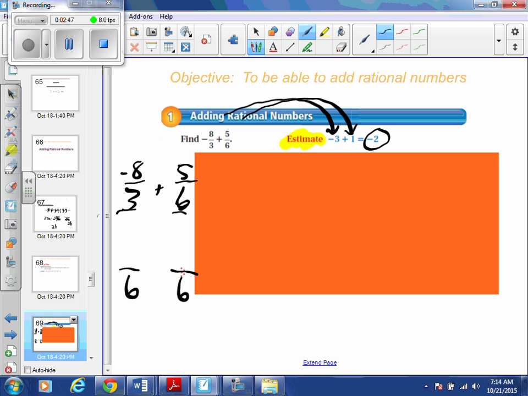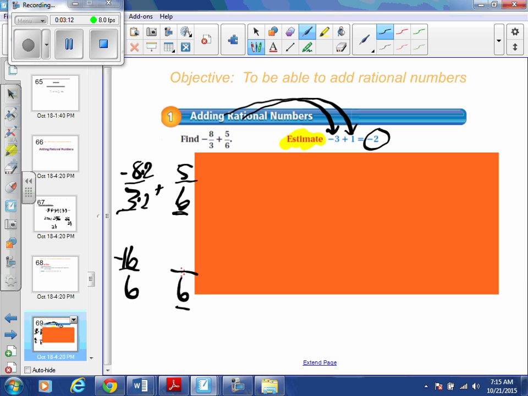I'm going to say that 3 and 6 are both factors of the number 6. So then I asked myself, how did I get from 3 to its new denominator of 6? I multiplied by 2. To make an equivalent fraction, we have to do the same to the top. So -8 times 2 is -16. -8/3 is the same amount of cheesecake as -16/6, just written in a different way.